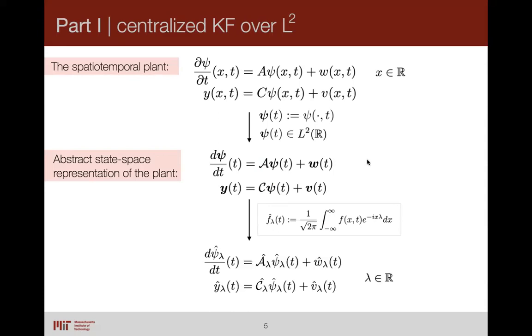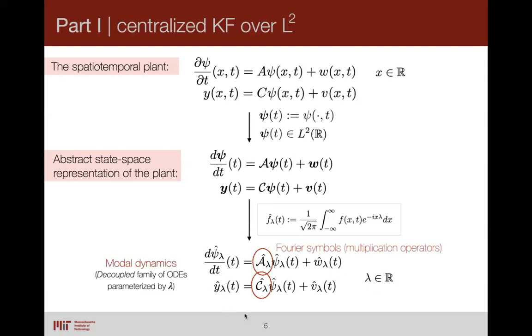So if we take the Fourier transform of my whole plant, what I observe is that I actually can get a decoupled family of ODEs, where we use this notation A hat of lambda and C hat of lambda to denote the Fourier symbols that are just multiplication operators, given that these were spatially invariant operators, so some functions of lambda. Lambda here lives in the real line, and the interesting property is that all these systems are decoupled now. So you can really think about this plant as a family of decoupled systems in lambda, where at each lambda I just have an ODE that is describing my dynamics. So we will see that this property of modal decoupling will actually be super useful in order to get insights about what the structure of my filter is and how to design distributed filters later on.